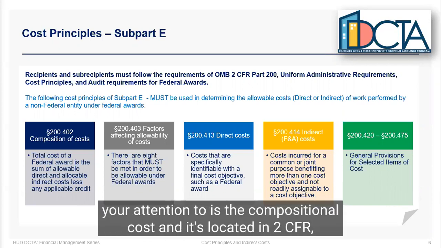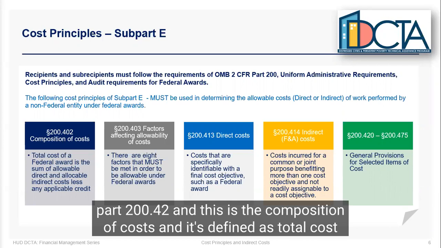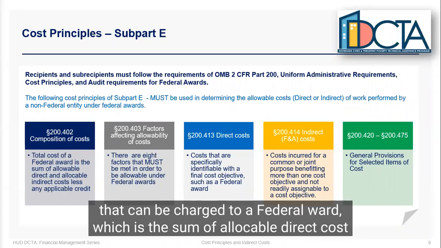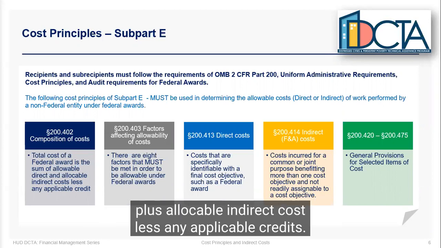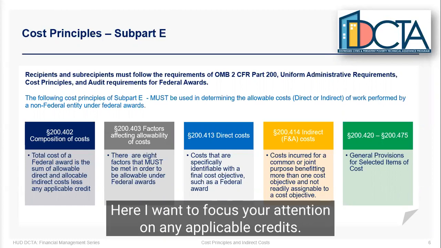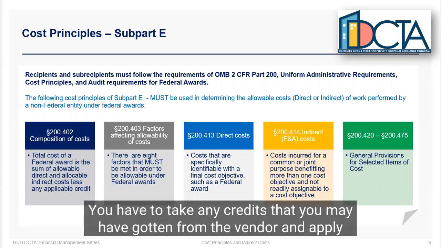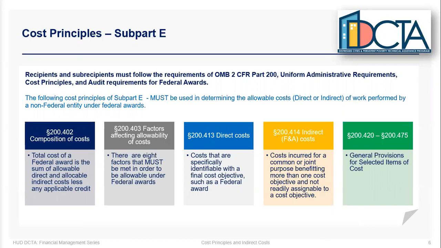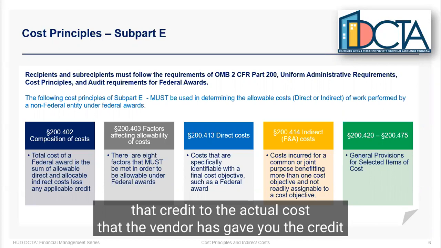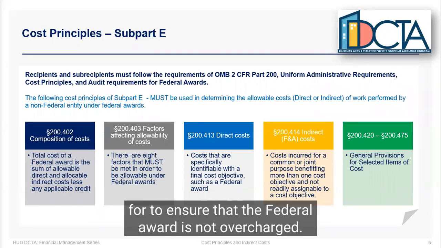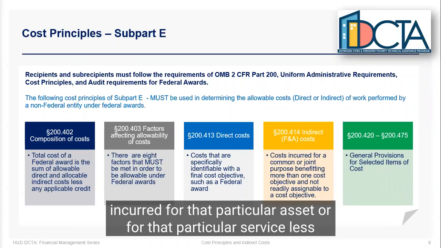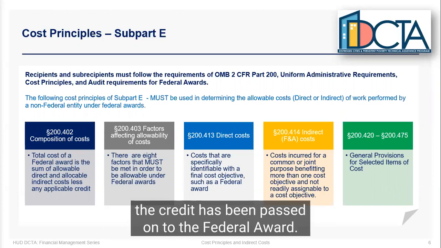The first cost principle I want to bring your attention to is the composition of costs, located in 2 CFR Part 200.402. It's defined as total costs that can be charged to a federal award, which is the sum of allocable direct costs plus allocable indirect costs, less any applicable credits. Here, I want to focus your attention on any applicable credits. Basically, you have to take any credits that you may have gotten from the vendor and apply that credit to the actual cost that the vendor gave you the credit for, to ensure that the federal award is not overcharged, to make sure that the actual cost that you incurred for that particular asset or service, less the credit, has been passed on to the federal award.